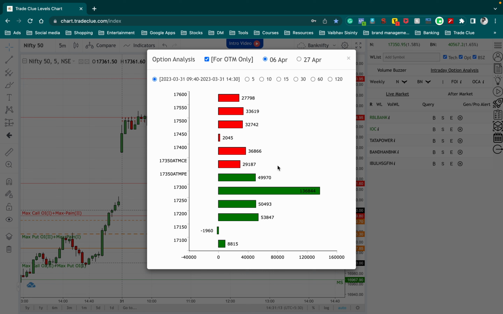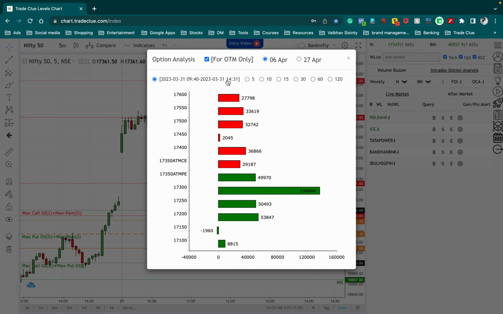So here to read this particular data, I need to just understand where is the highest green bar and where is the highest red bar. The green bars, which is the highest, that strike price will act as a good support zone. Similarly, the red bar will act as a good resistance zone. So as you can see, 17,300 is a good support zone currently as of now.